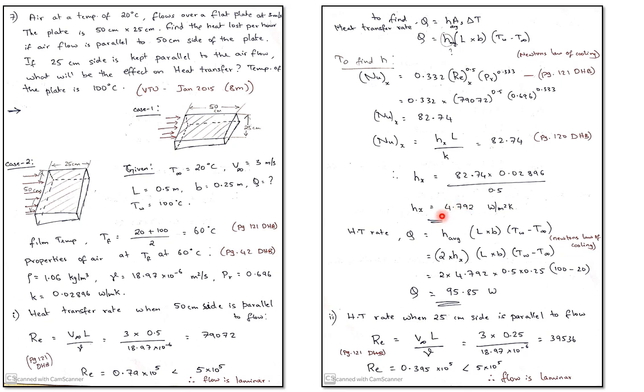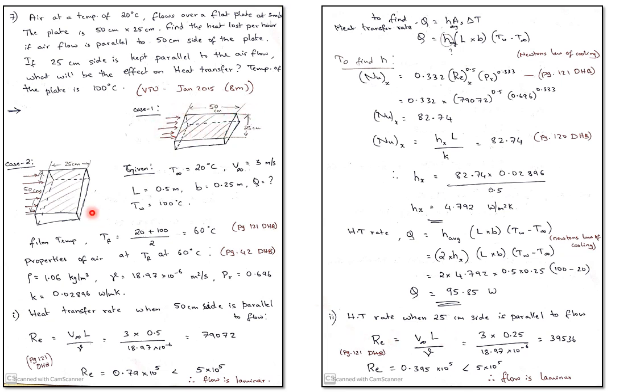Now once you get the value of hx, I told you repeatedly, H average equals 2 times hx. Okay, H average means 2 times hx. So the average heat transfer coefficient equals 2 times the local heat transfer coefficient. Similarly, area is length into breadth. Length is 0.5, breadth is 0.25, as you can see in the first case. Similarly, wall temperature minus fluid temperature, 100 minus 20, and you will get the total heat transfer rate. Okay, so this is the first case, when 50 centimeters is considered parallel to the fluid flow.